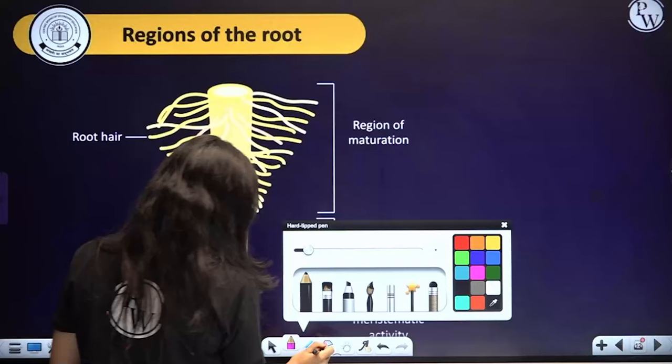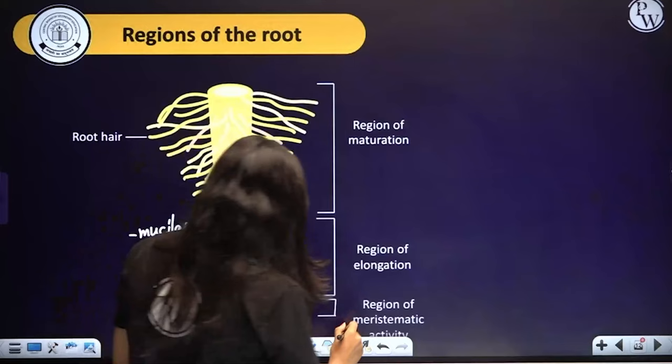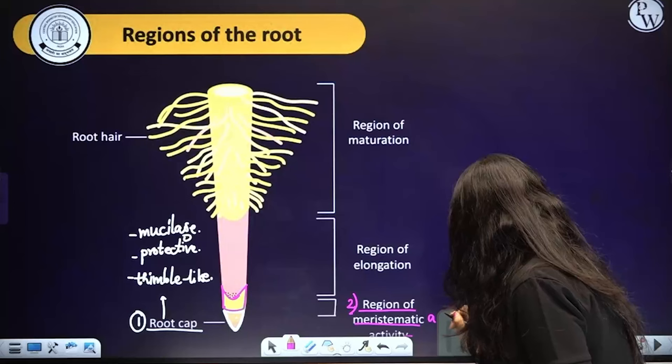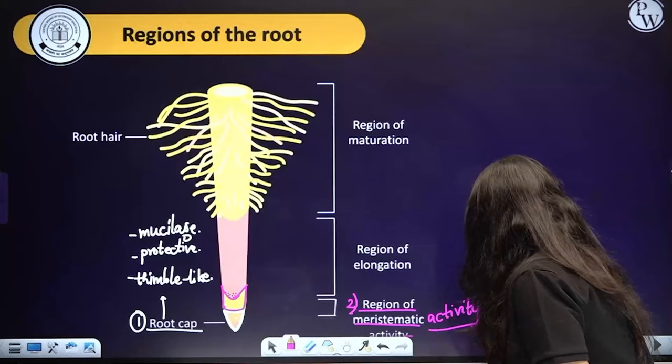So this region here, this is the second region. It is the region of meristematic activity. I'm not sure if you can fully see it here. So this is the region of meristematic activity. Okay, so this is the region of meristematic activity.